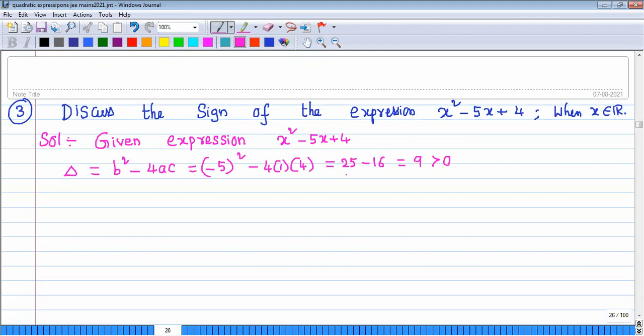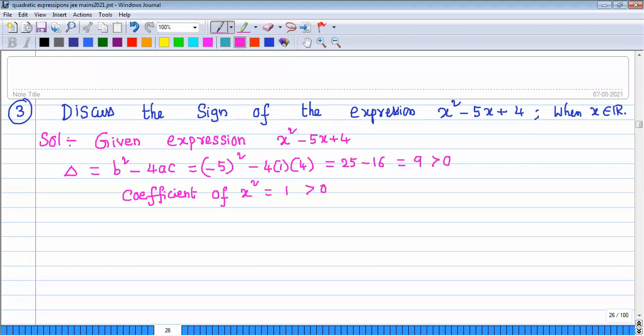That means theorem number 1.4. What does theorem number 1.4 state? If x is less than alpha or x is greater than beta, then ax square plus bx plus c and a will have the same sign. If alpha is less than x and x is less than beta, then ax square plus bx plus c and a will have opposite sign. So the coefficient of x square plays a vital role. The coefficient of x square is 1, which is positive.